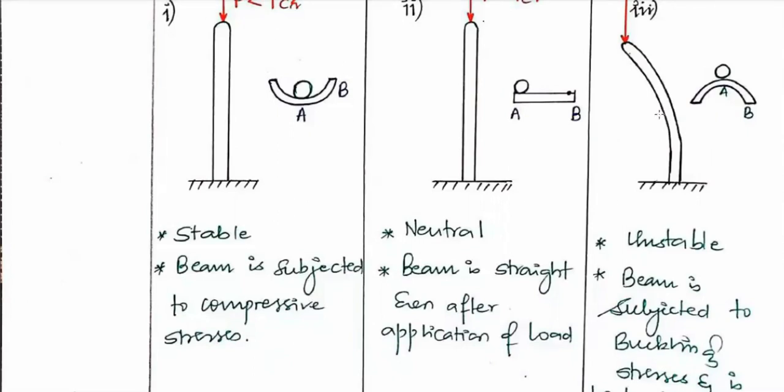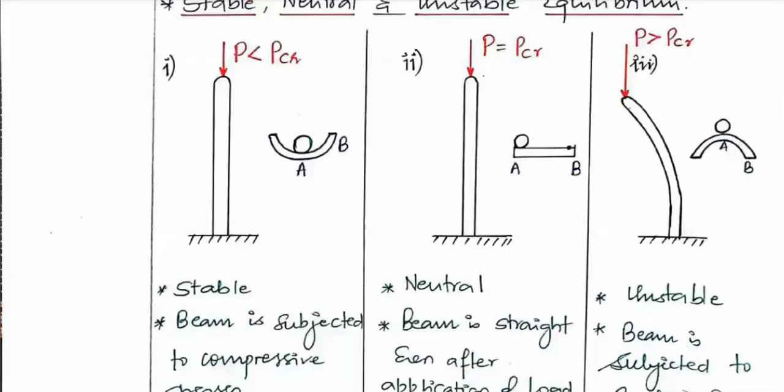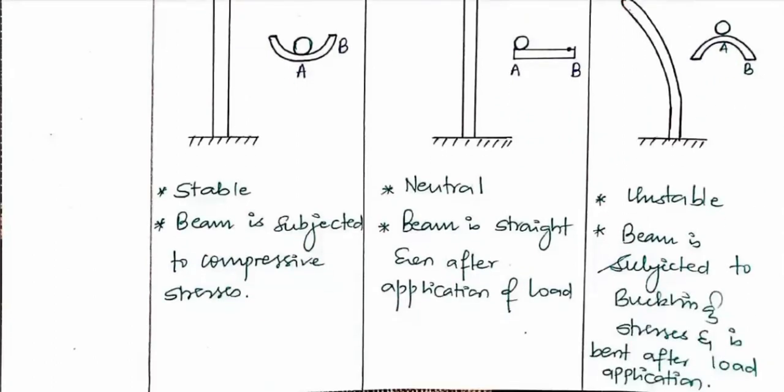Next, in the second case, P is equal to PCR. So you can just check here, P is equal to PCR. When the applied load is equal to the crippling load, the stable equilibrium is shifted to something called neutral equilibrium. That is intermediate. It is neither completely stable nor entirely unstable. It is in between. It is neutral. So the beam almost remains straight even after the application of the load. This is important: in the second case, the beam remains straight even after the application of the load.